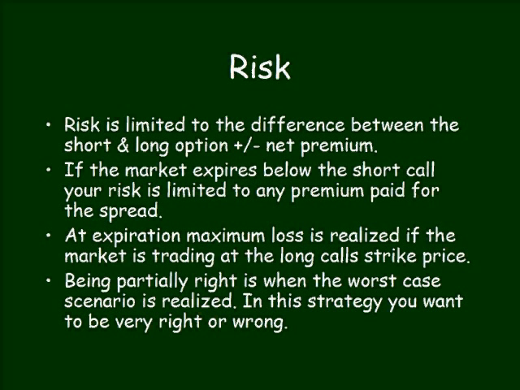At expiration, maximum loss is realized if the market is trading at the long call strike price or lower. In other words, between the short and long calls. Your maximum loss, though, is at the long call strike price. Being partially right is when the worst case scenario is realized. In this strategy, you want to be either very, very right or very, very wrong.